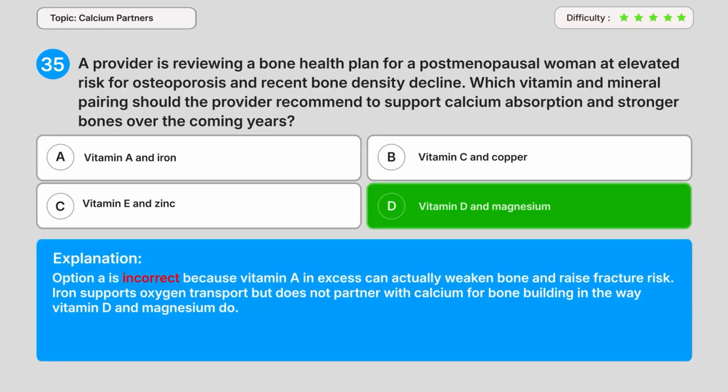Option A is incorrect because vitamin A in excess can actually weaken bone and raise fracture risk. Iron supports oxygen transport but does not partner with calcium for bone building in the way vitamin D and magnesium do.